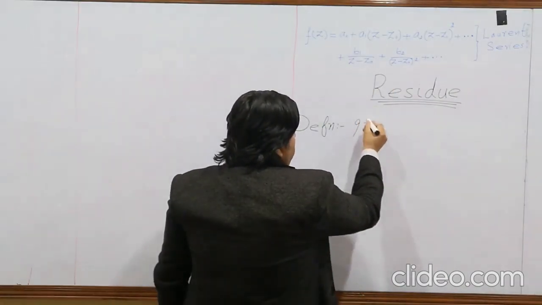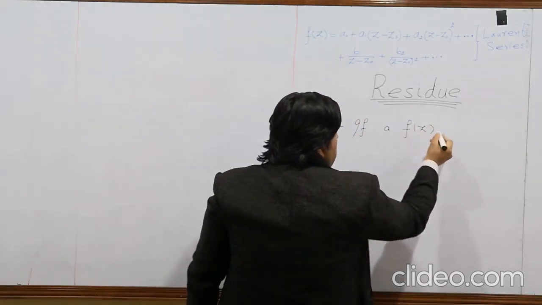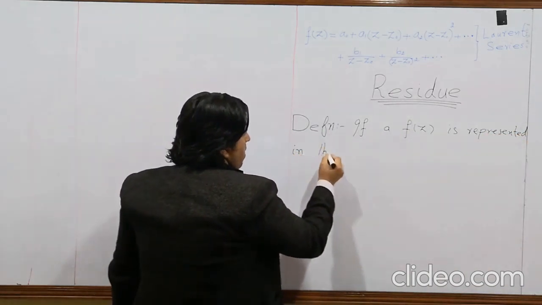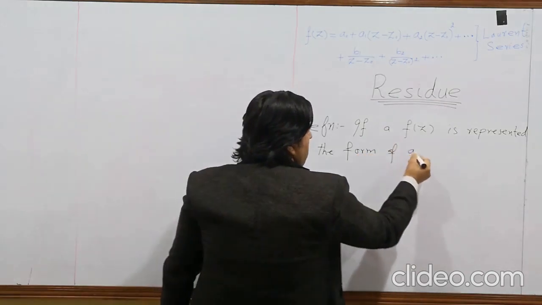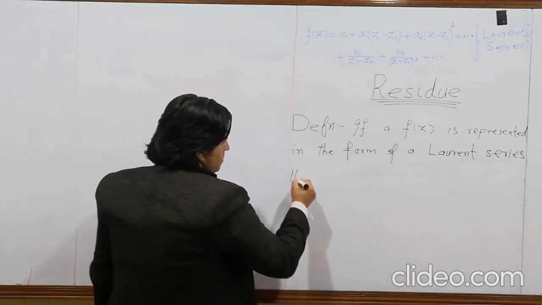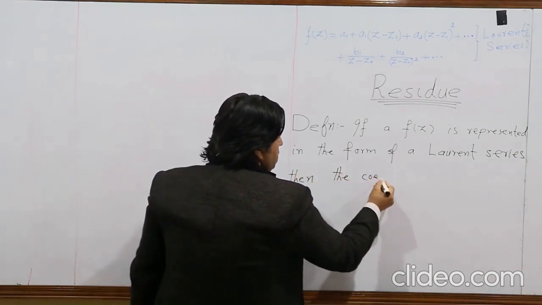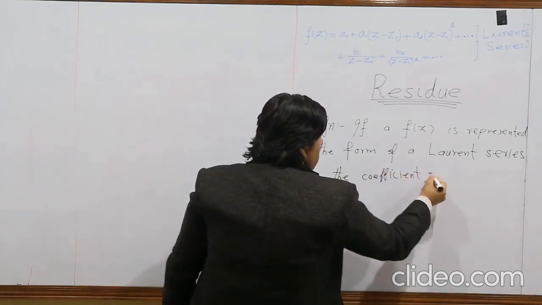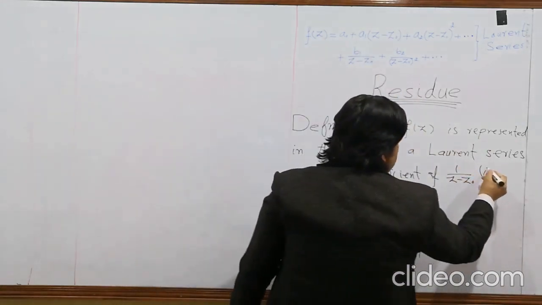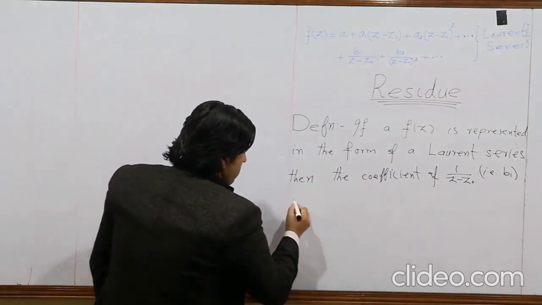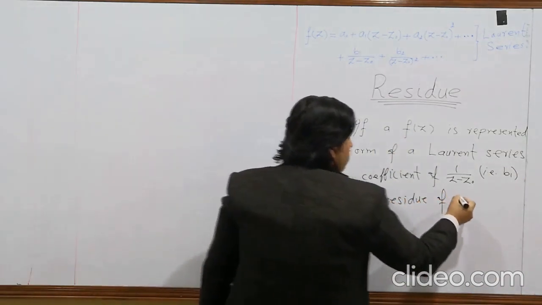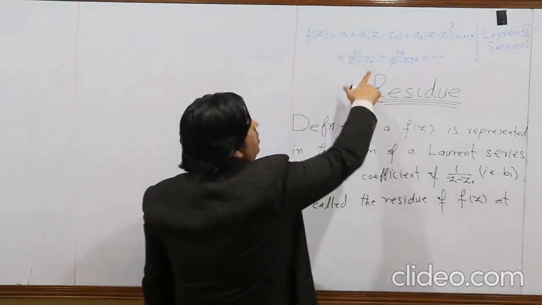We say that if a function f of z is represented in the form of a Laurent series, then the coefficient of 1 over z minus z naught, that is B1, is called the residue of the function f of z at the singular point z naught.